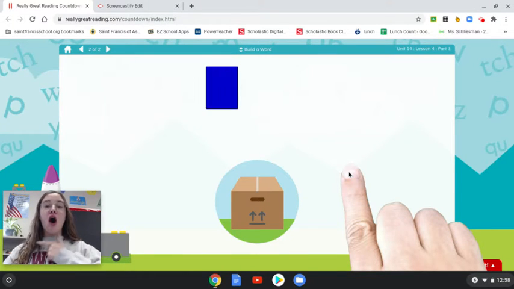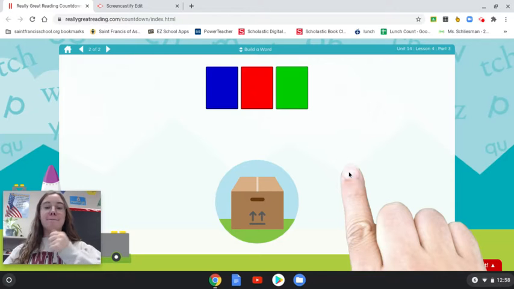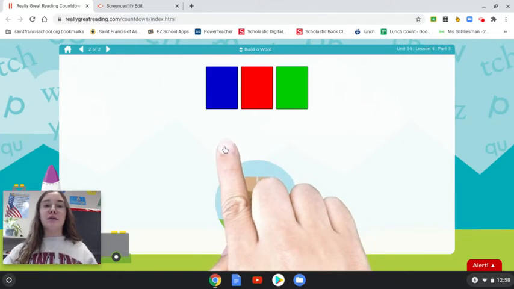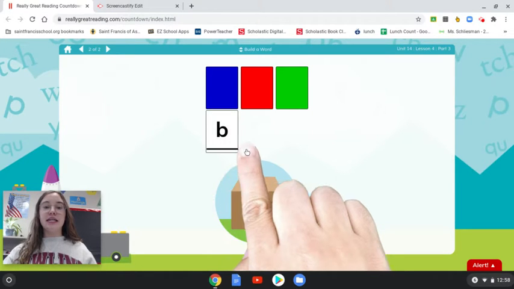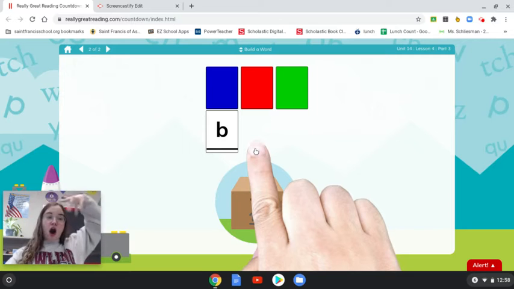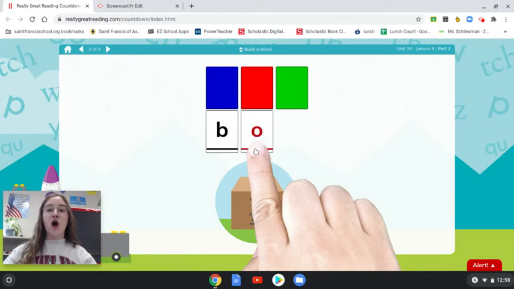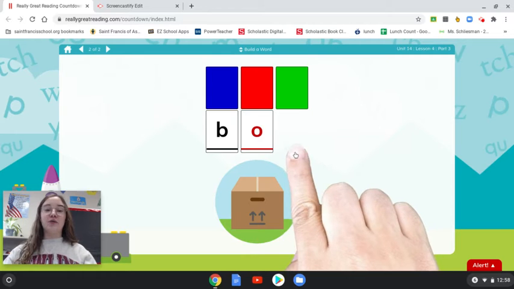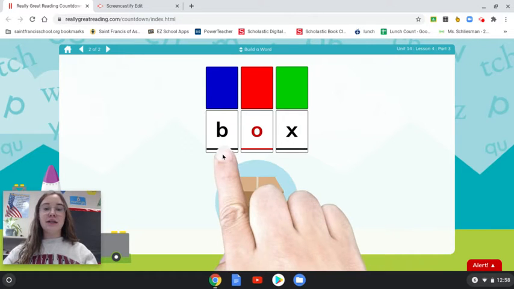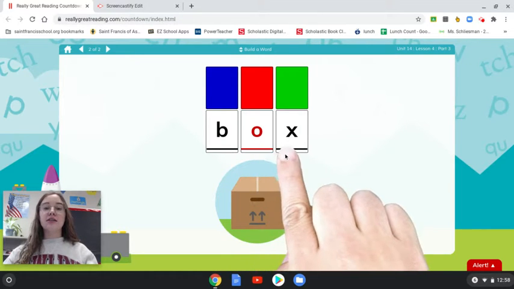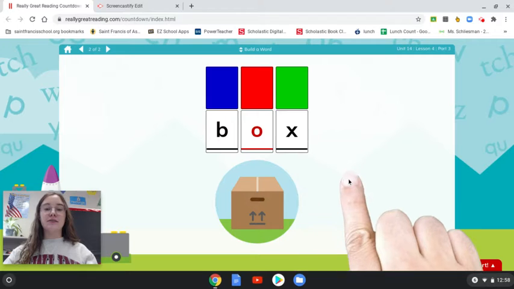B, ox. Box. The first sound I heard was B. What letter do we need? B. The next sound I heard was O. What letter? O. The last sound I heard was X. What letter? X. B-ox. Box.